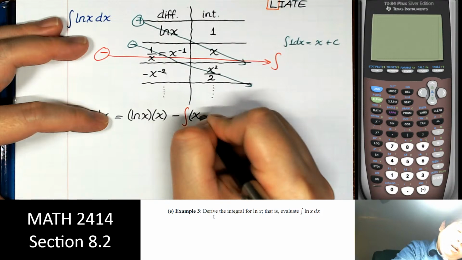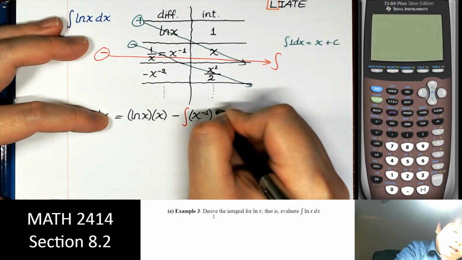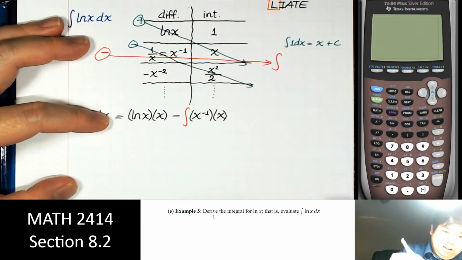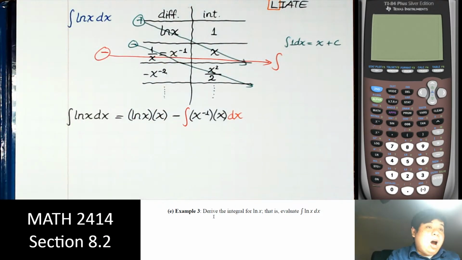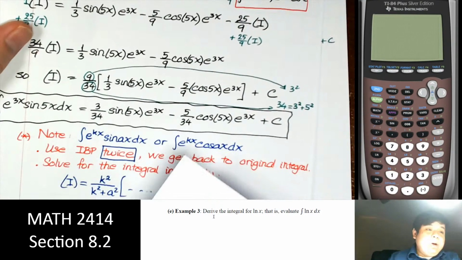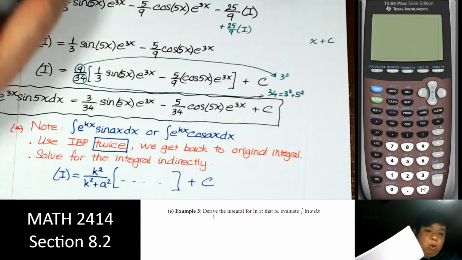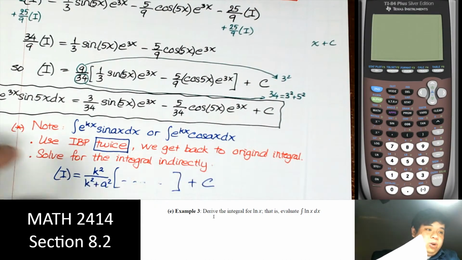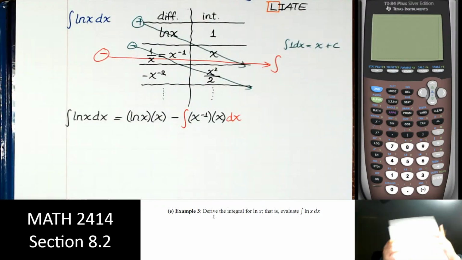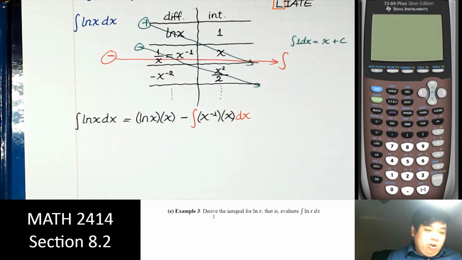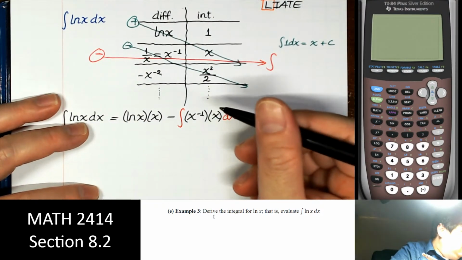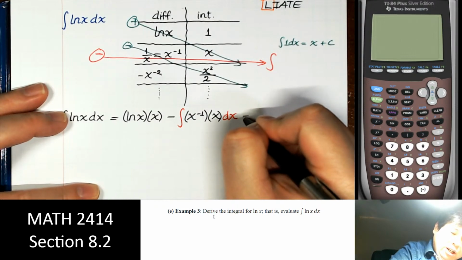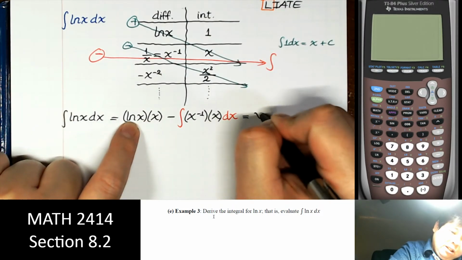We have x to the negative 1 and then x. Instead of doing a bunch of diagonals where we don't know where to stop, let's just stop after the first step. In the last problem, the reason we stopped after 2 steps is that we needed to get back to the original integral. On this one, we stop right after the first diagonal, instead of doing a bunch of diagonals.